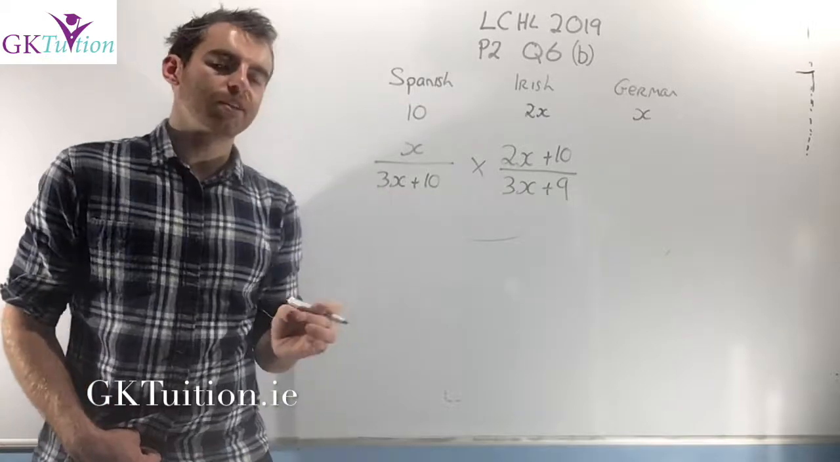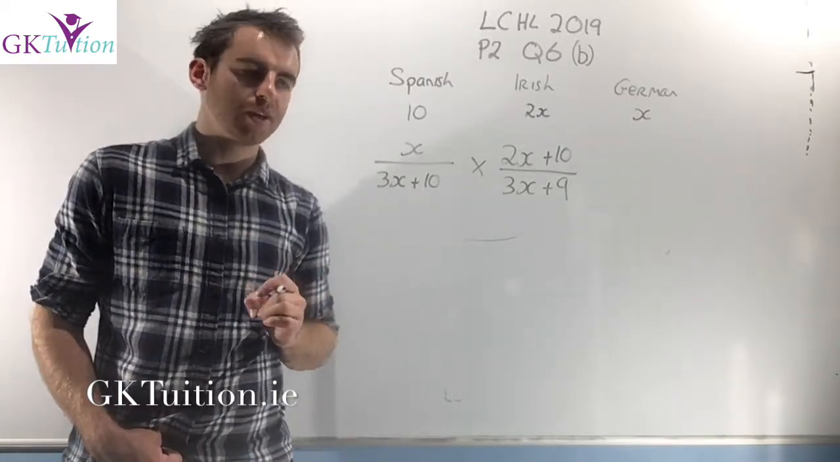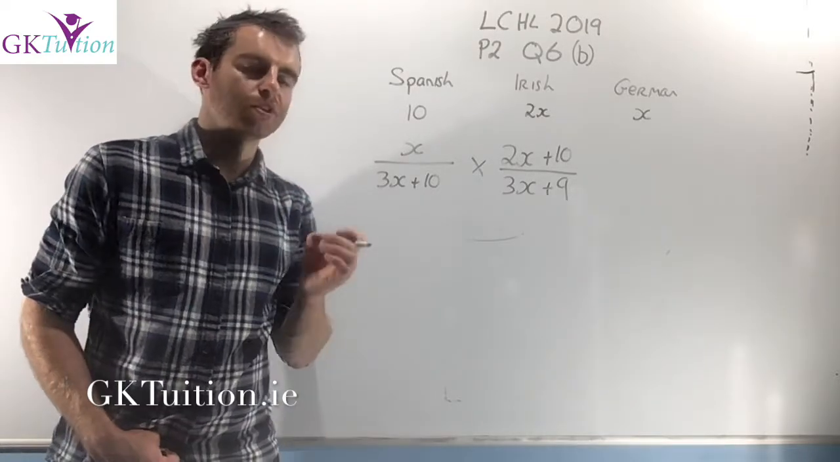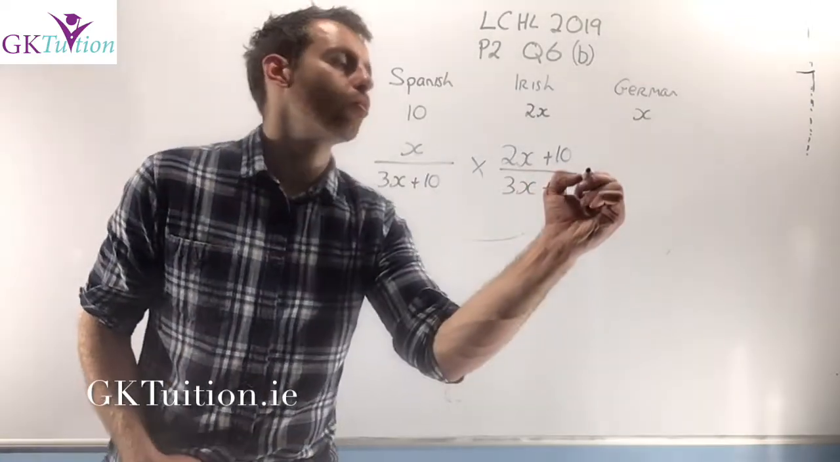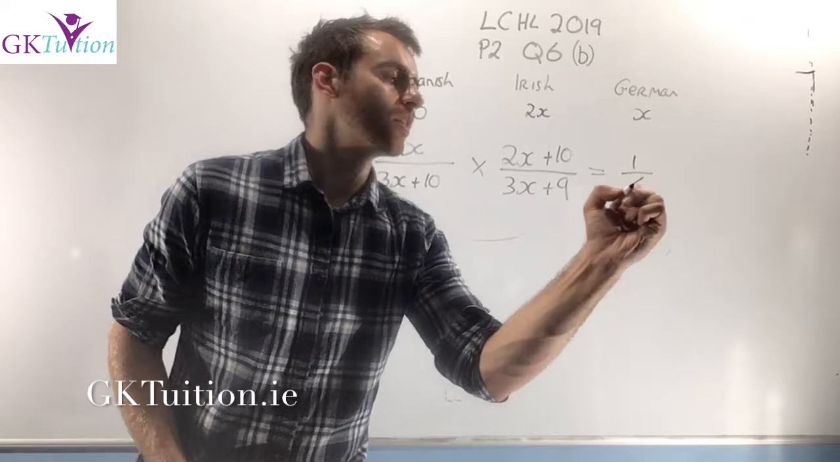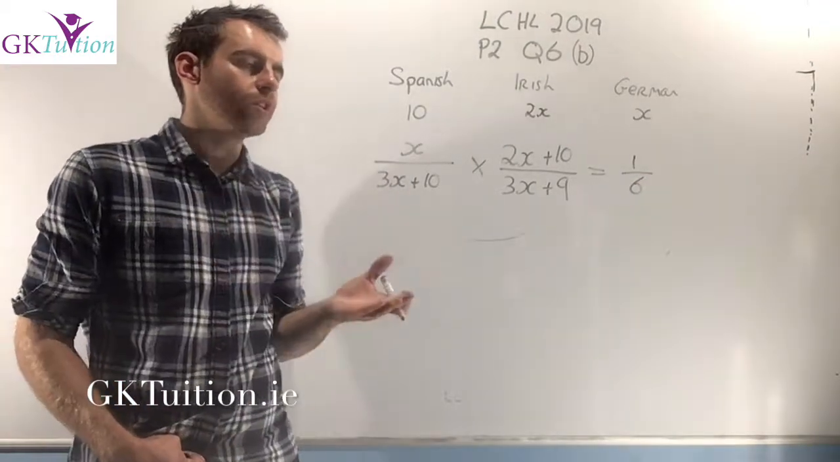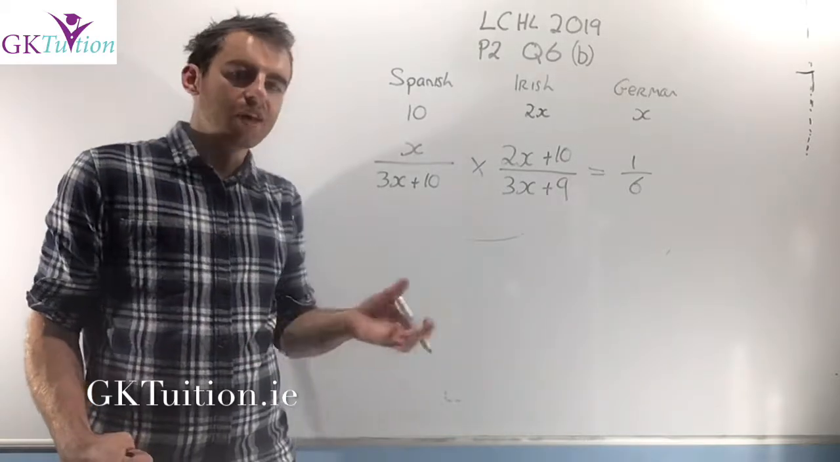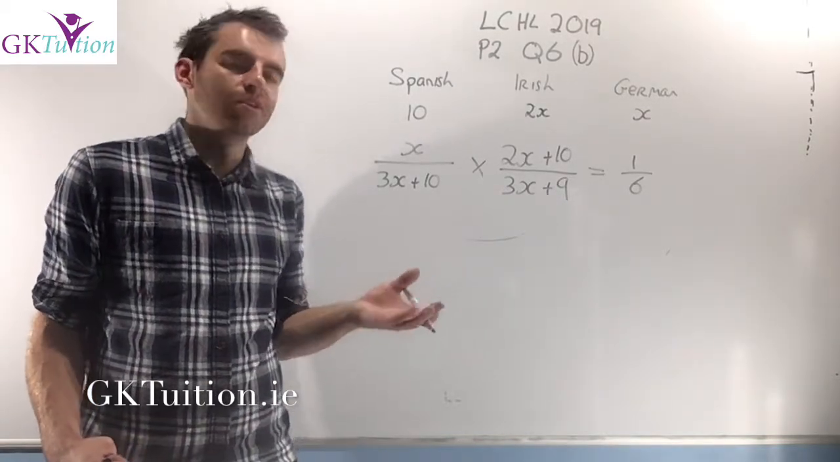So this is the probability that the first child selected is German. This is the probability the second child selected is not German. We were told that the chances that happens is equal to 1/6. And if you look at this equation, now we've got one equation, we've got one unknown, so happy days, we can find the value of x. So now we just need to continue this one on.